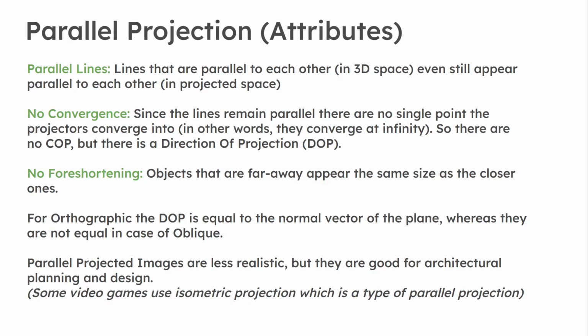The rays, however, do have a common direction, so we rather have a direction of projection, or DOP. And no convergence means no foreshortening, so the projected image looks less realistic. But even though it looks less realistic, parallel projection is good for architectural designing because it gives an accurate sense of measurement. And some games also use parallel projection, like Clash of Clans and Age of Empires, which use isometric projection, a type of parallel projection.